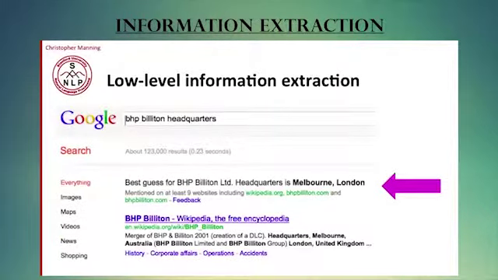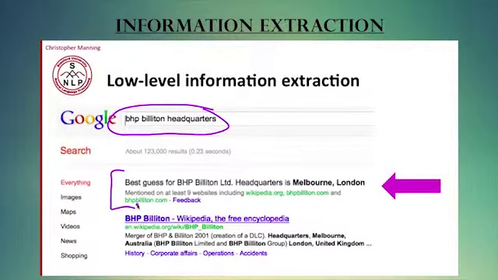Here's one more example about how companies are starting to surface information extraction and search applications. So if I stick into Google BHP Billiton headquarters, as well as regular web search results, that is actually giving me right here, best guess for headquarters is Melbourne, London. Of course, we can argue a little about whether that's the perfect answer. They're really kind of two separate answers here. BHP Billiton's actually kind of a complex case because they have this complicated dual company structure, and there is a Melbourne office and a London office. So we'll call that just about correct.